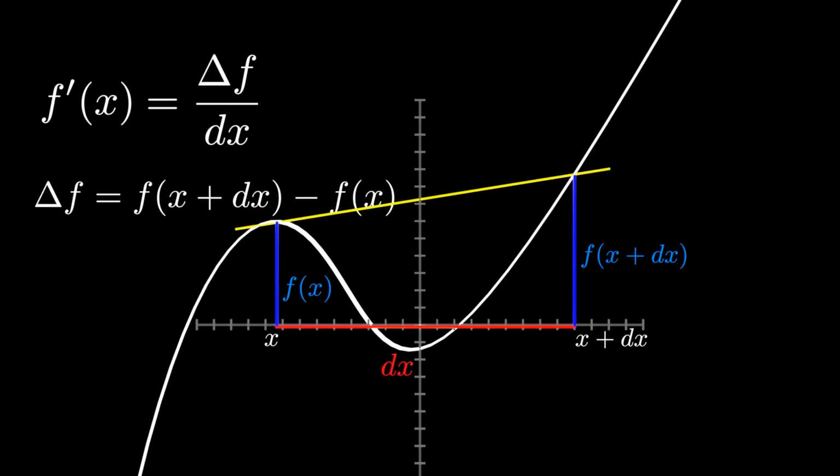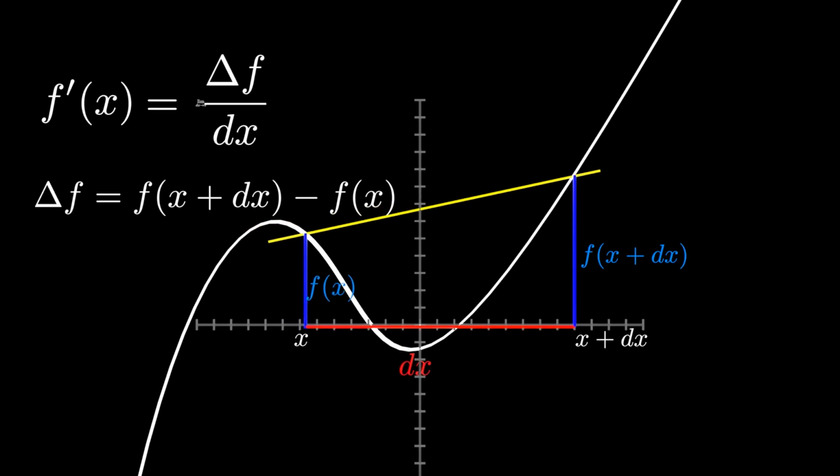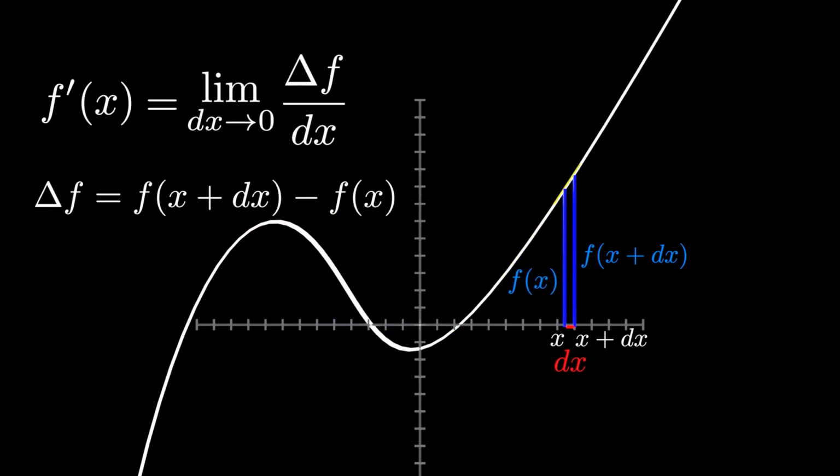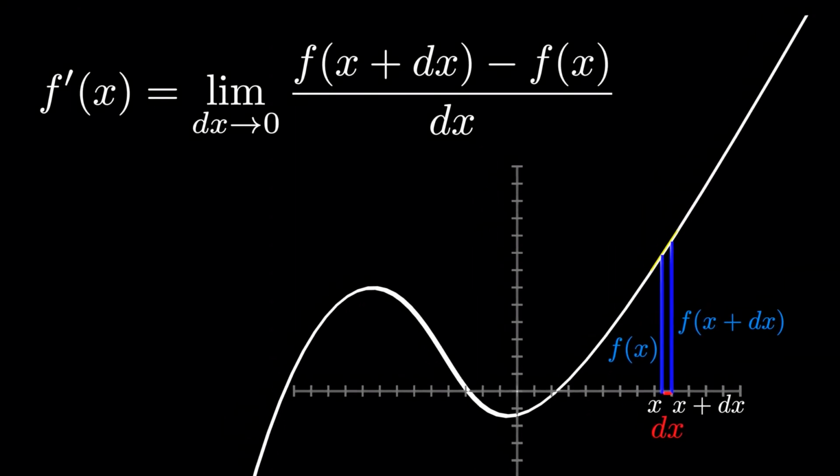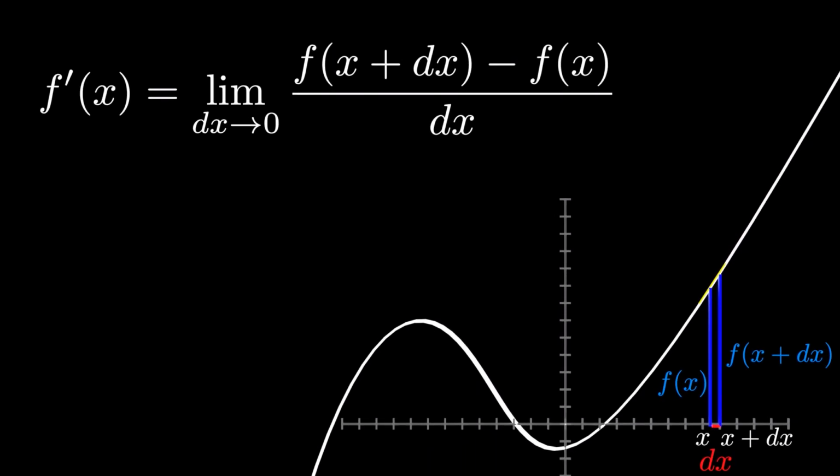However, if we take the limit as dx goes to 0, we get the paradoxical rate of change at a single point. Don't think about it too hard, okay? Therefore, f prime of x, the derivative of f of x, is defined as the limit as dx goes to 0 of f of x plus dx minus f of x, all over dx.